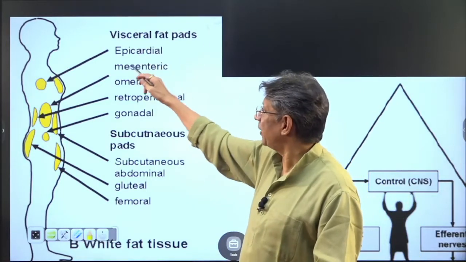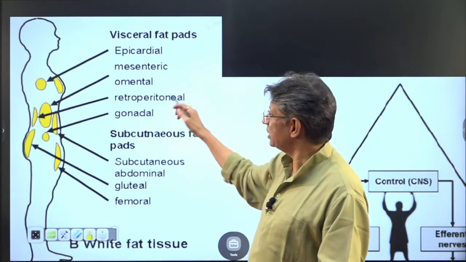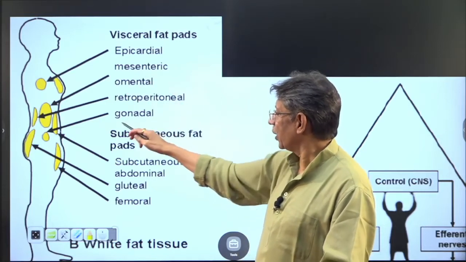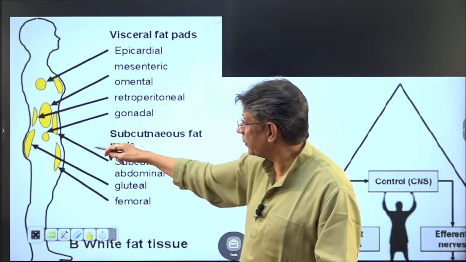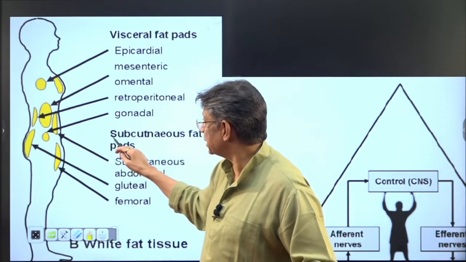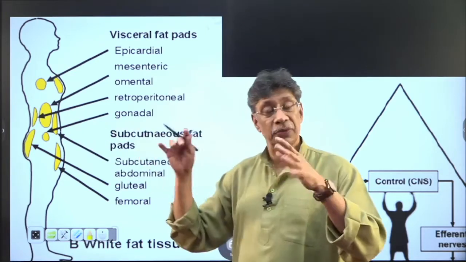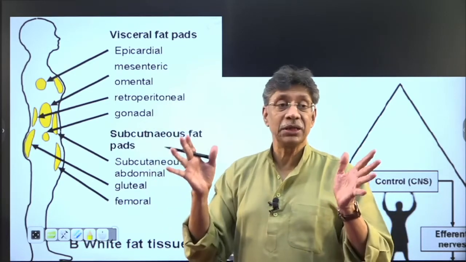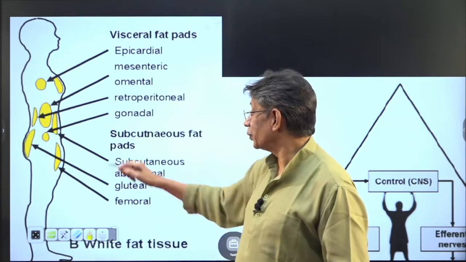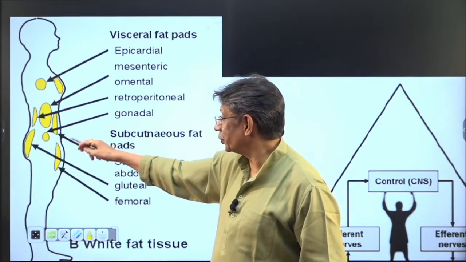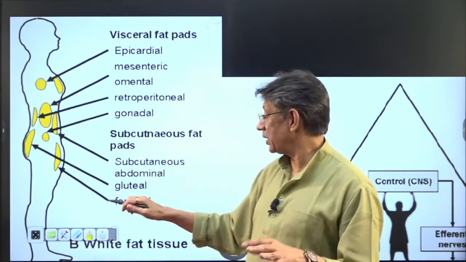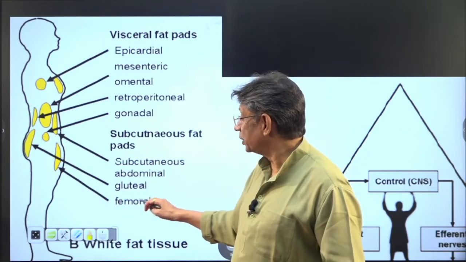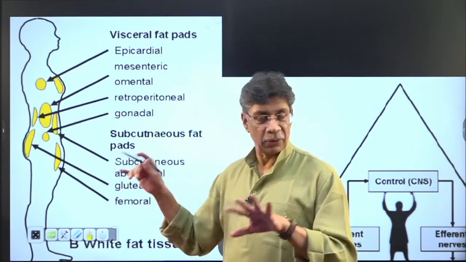That is visceral fat deposits: epicardial, mesenteric, omental, and gonadal, and subcutaneous fat deposits. These are the subcutaneous fat deposits that we are talking about, which are mostly found in small children, and that's one of the reasons they don't feel so cold as well. To an extent that is also associated with women. There are also gluteal and femoral deposits, both of which are associated with women.